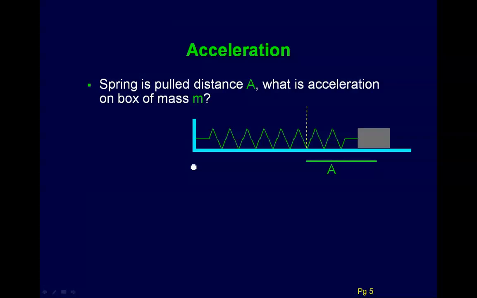All right, so now acceleration. So we've got the mass on the spring. If you pull it some distance A, that's the amplitude, that's the maximum distance you're going to pull it.